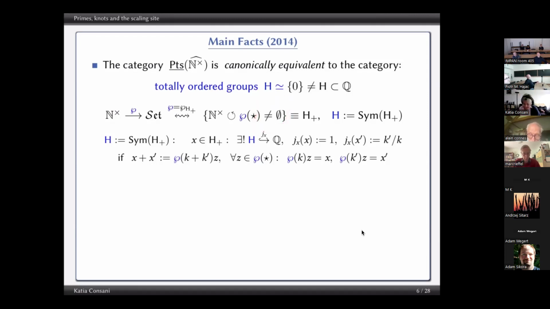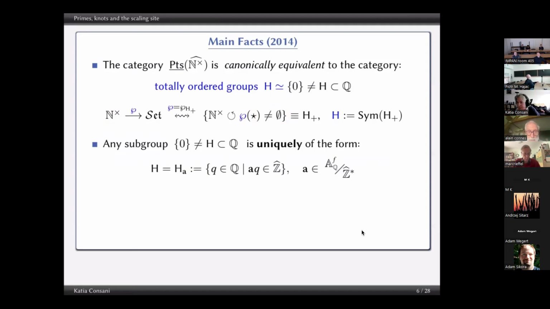So the second important fact, which brings in the adelic part of the story, so far topos, points and groups, is the fact that any non-trivial subgroup of Q is always and uniquely of the form H attached to a finite adele. The finite adele is an adele in the finite part of the adeles of Q modulo the units of Z hat star. So intuitively, what's going on?